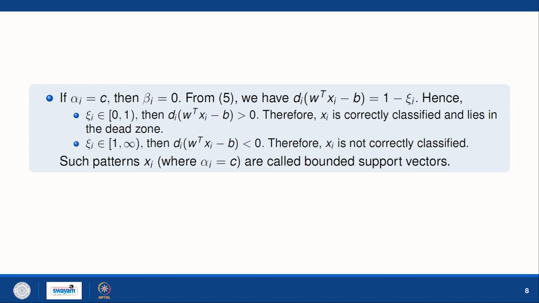Now, if this xi I is between 0 and 1, what does it mean? It means this is positive. This is positive means the pattern is correctly classified, because it satisfies this inequality. So the pattern is correctly classified and lies in the dead zone. But if it is more than 1, this is negative. This negative means the inequality is reversed, that means the pattern is not correctly classified. Such patterns xi where alpha I equals C are called bounded support vectors.